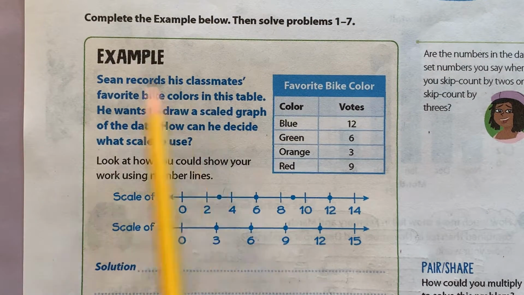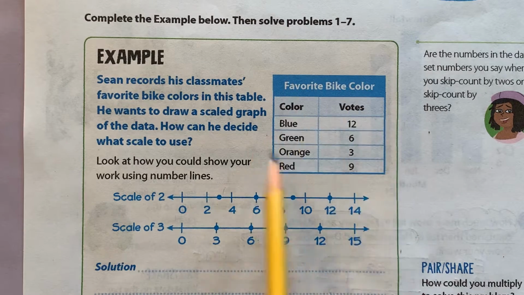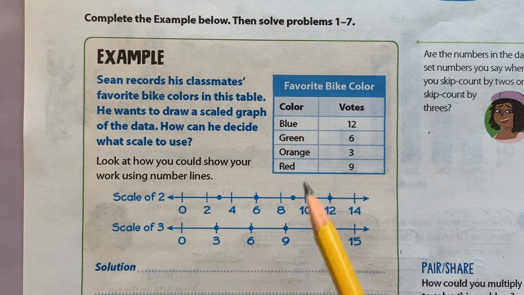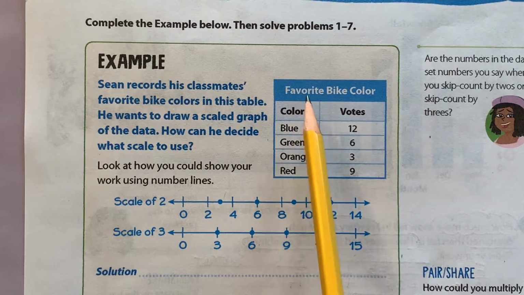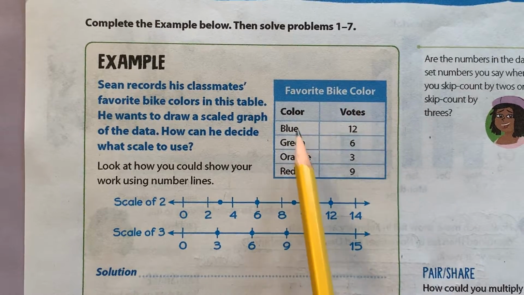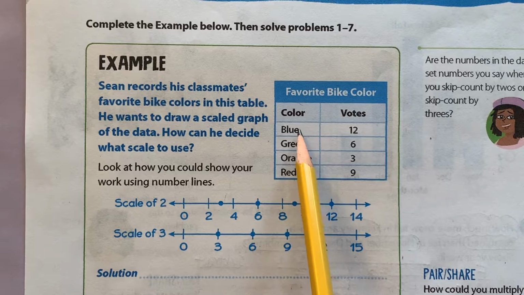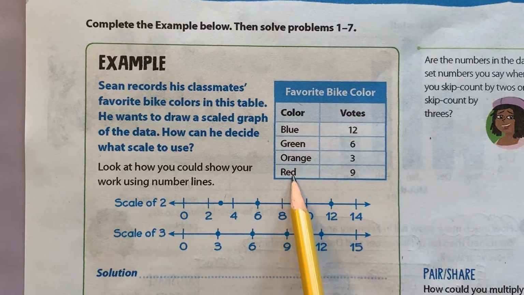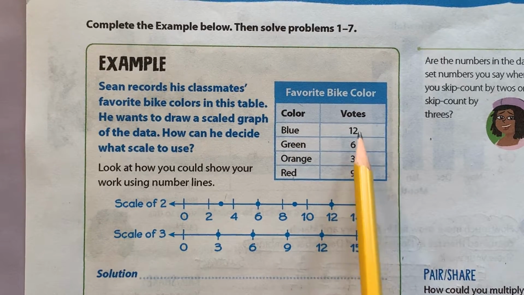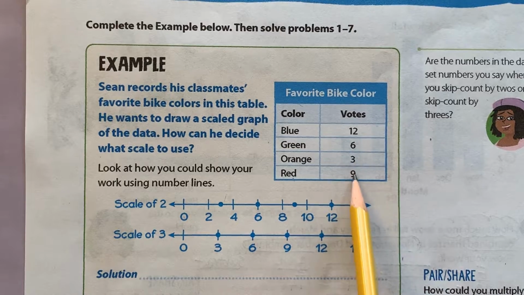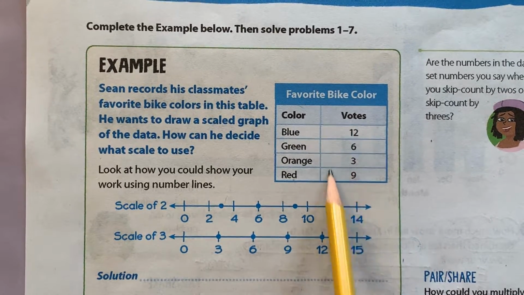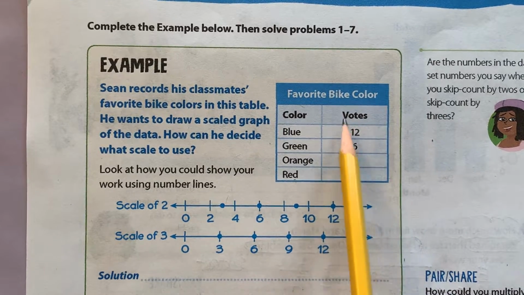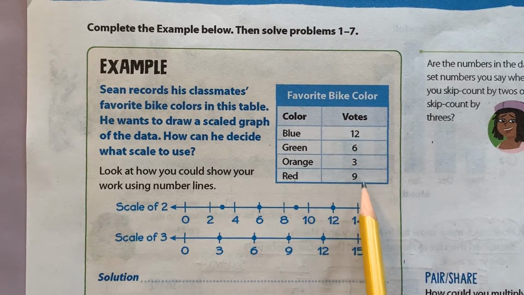Notice in our example, they do have the word problem on the left and they have a table for us on the right. Let's look at that table. What is it talking about? Right, it's your favorite bike color. The colors that were chosen were blue, green, orange, and red. And here are our votes of 12, 6, 3, and 9. I'm already starting to think in my head, what is a number I can skip count by so that I can say all of these numbers?